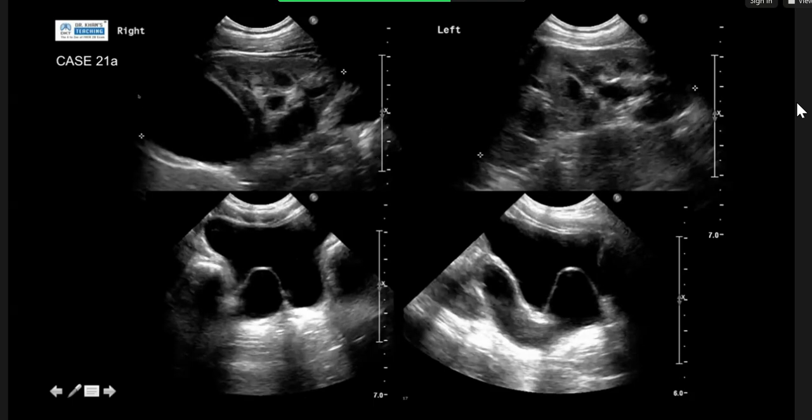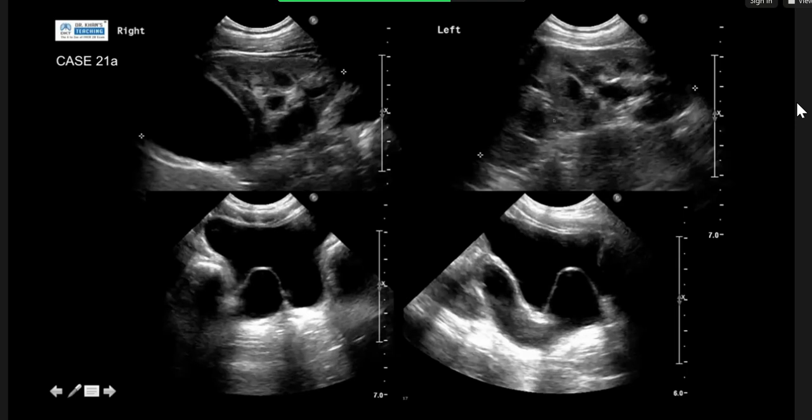So on the right side, we've got dilatation of the pelvicalyceal system, and this is the thinned upper moiety renal cortex here. You can't see the upper pole very well on this image, but this is the thin cortex with dilatation of the collecting system and the proximal ureter. And then this is the lower moiety, which is not dilated. And then on the left side, this is your dividing column.